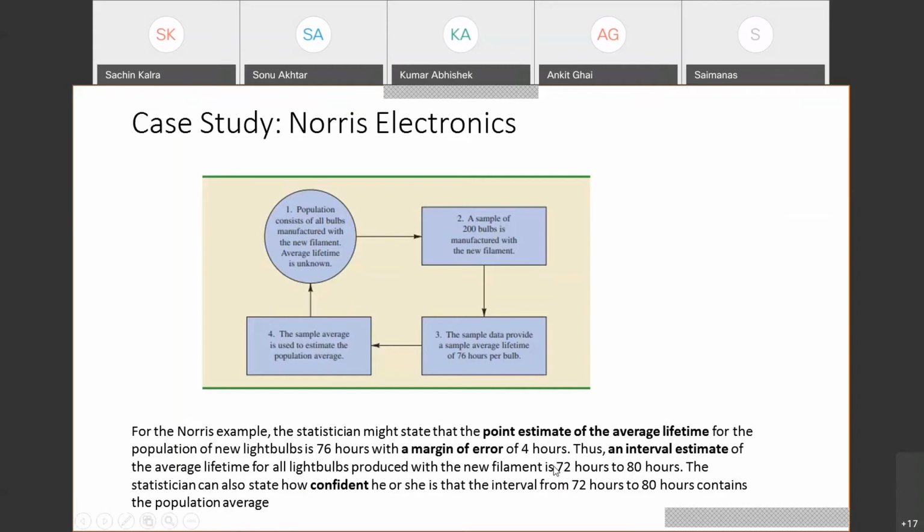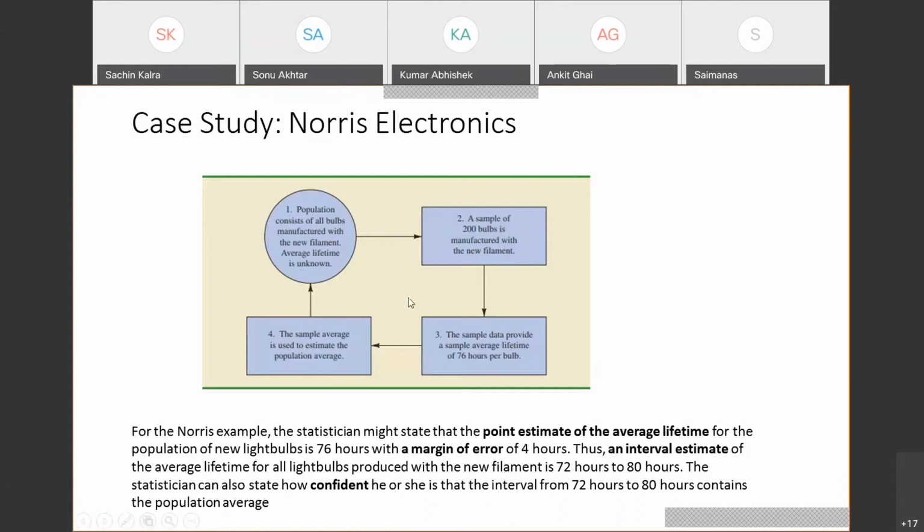So the simple approach for Norris Electronics was it manufactured 200 bulbs, got the data at 76 hours per bulb, simple average, and then it used that simple average to estimate the population. So that is about it. The mean, how the statistics is applied in production industries.